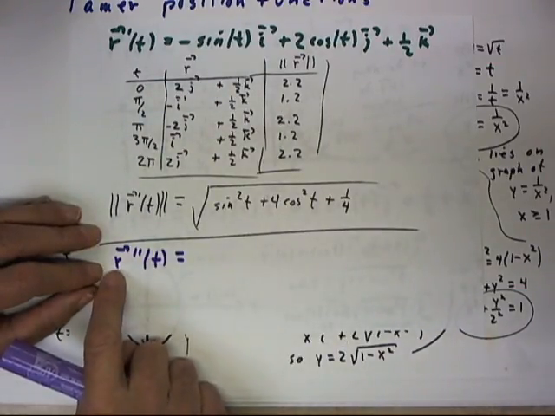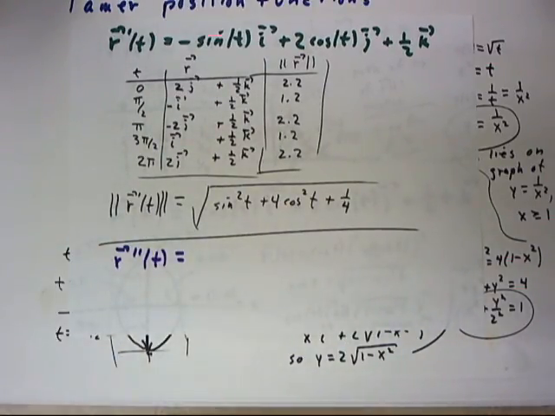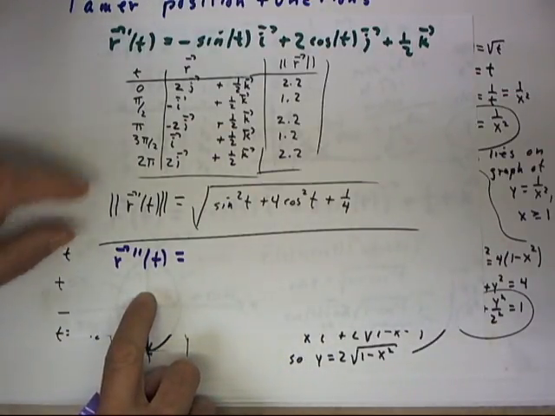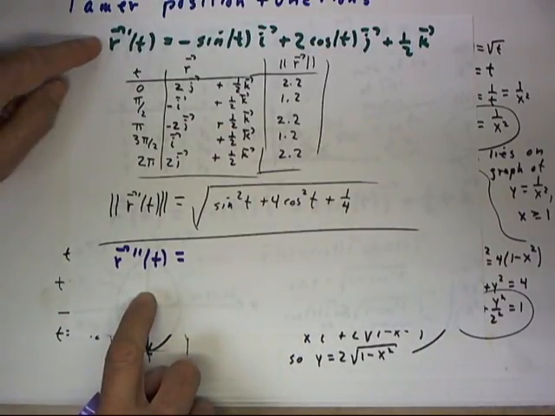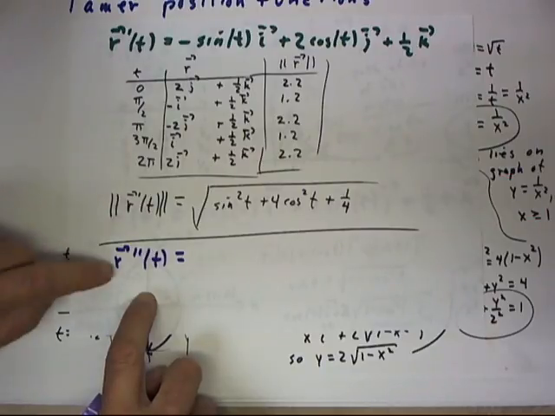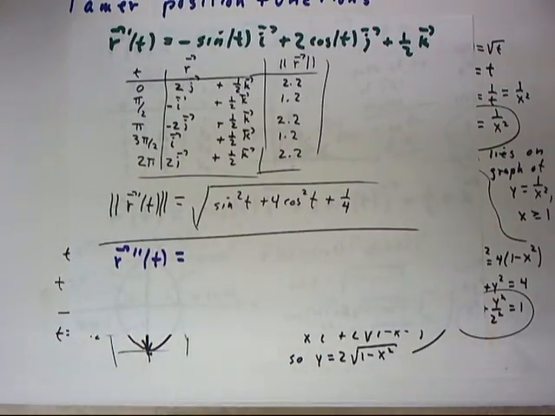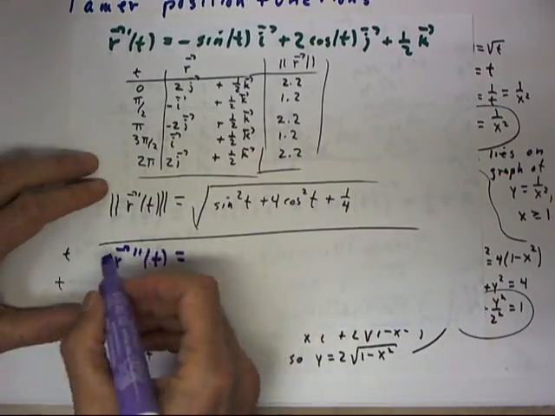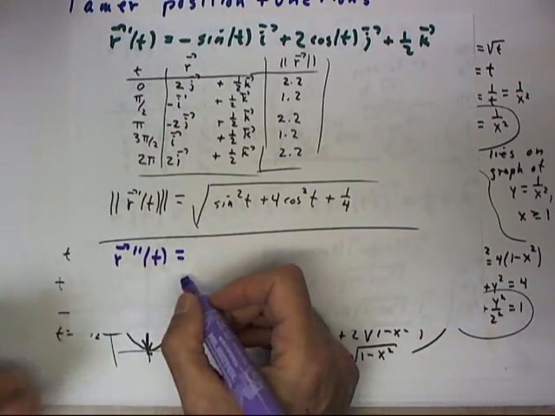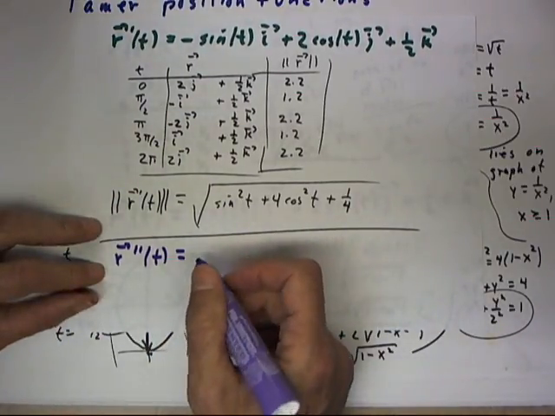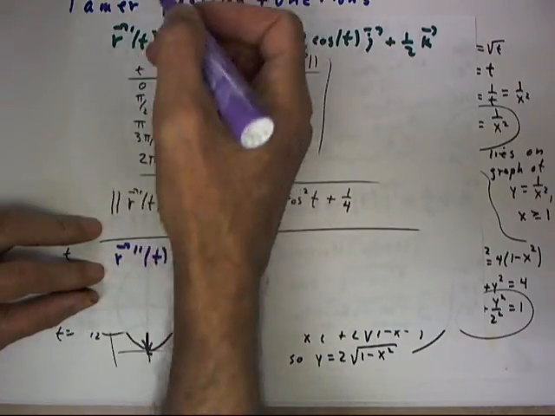Let's consider our r double prime vector. The second derivative of our position function is the derivative of our first derivative, and tells us at what rate the first derivative is changing. And if we're interpreting this function as representing motion, this is going to be our acceleration. It's very easy to calculate the derivative.